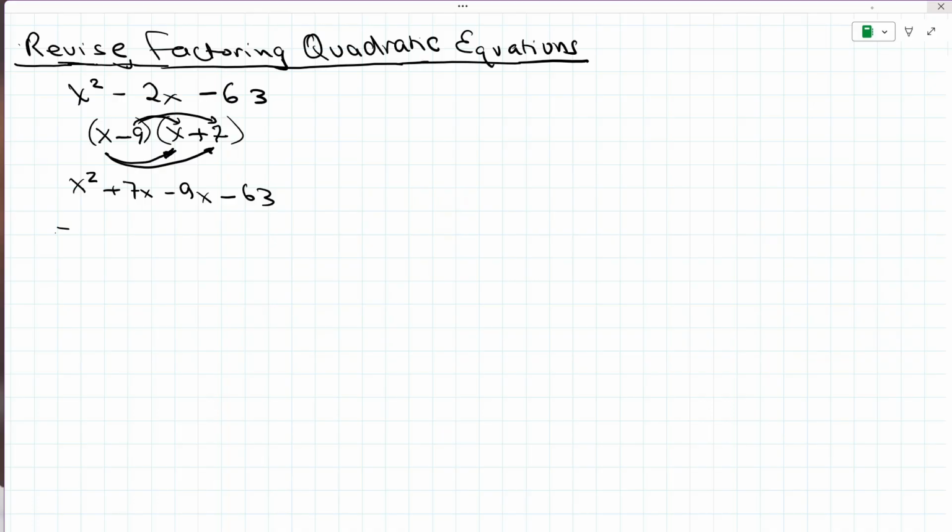And so this will eventually give us x squared, then 7x minus 9x will give us minus 2x, and then our minus 63. And this is our final answer, which is what we had at the beginning. So then we can say we've correctly factored that quadratic equation.